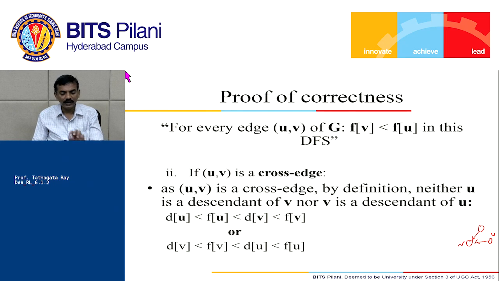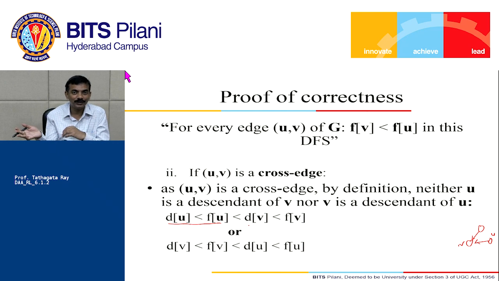So then I can claim that either discovery time of u is less than finish time of u, which is less than discovery time of v, which is less than finish time of v. Or the other possibility is that discovery time of v is less than finish time of v. See, this part is always true. Now, since u and v are not descendants, one of these relations will be true, that either u is visited first or v is visited first. So discovery time of u must be strictly less than discovery time of v.